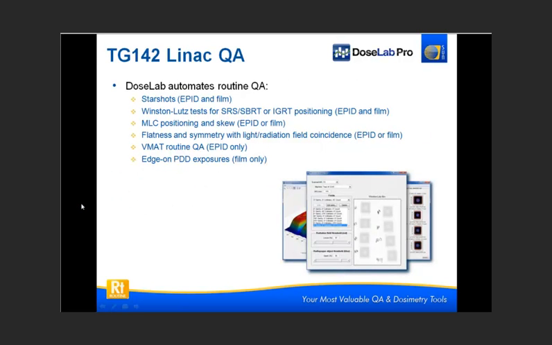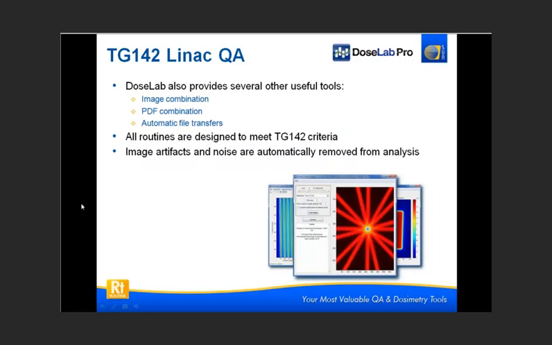So just a real quick rundown of the features DoseLab has, and we'll show these in the software later on. For routine QA, it will do star shots, Winston-Lutz tests, MLC positioning and skew, flatness and symmetry with light rad field, VMAT routine QA, and edge-on PDD exposures. It also has some other useful tools like image combination and PDF combination. It will automatically transfer files from a Linac or treatment planning system. And all the routines are designed to meet the TG142 criteria.